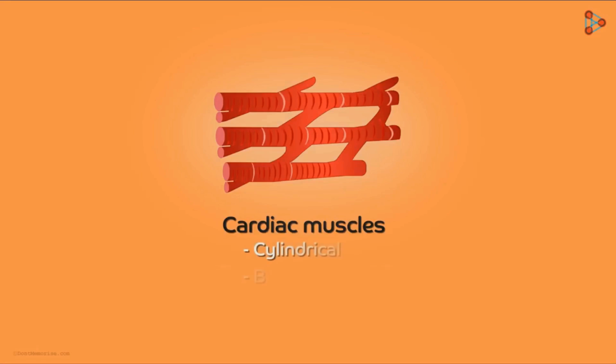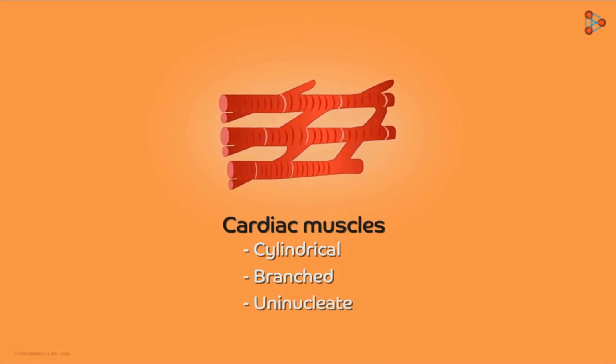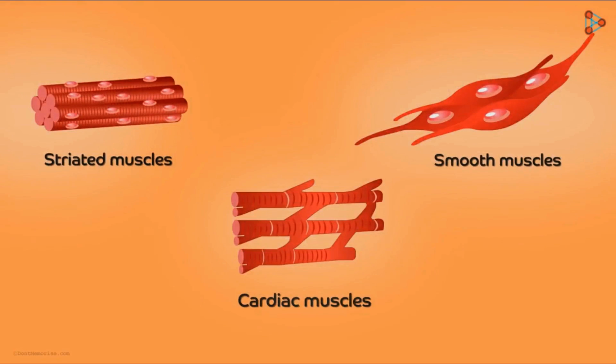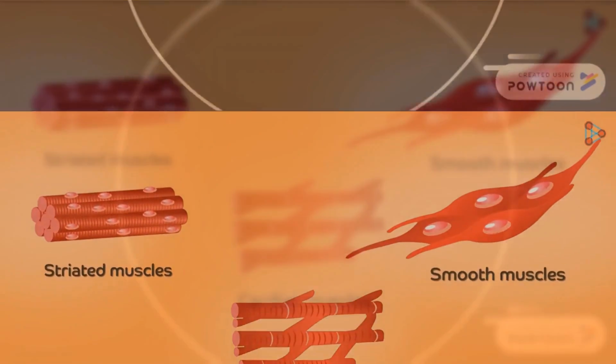They are cylindrical and branched but uninucleate in nature. These muscles perform rhythmic contraction and relaxation tirelessly throughout our life. Well, this was about the three major types of muscular tissues, the striated, smooth and cardiac.